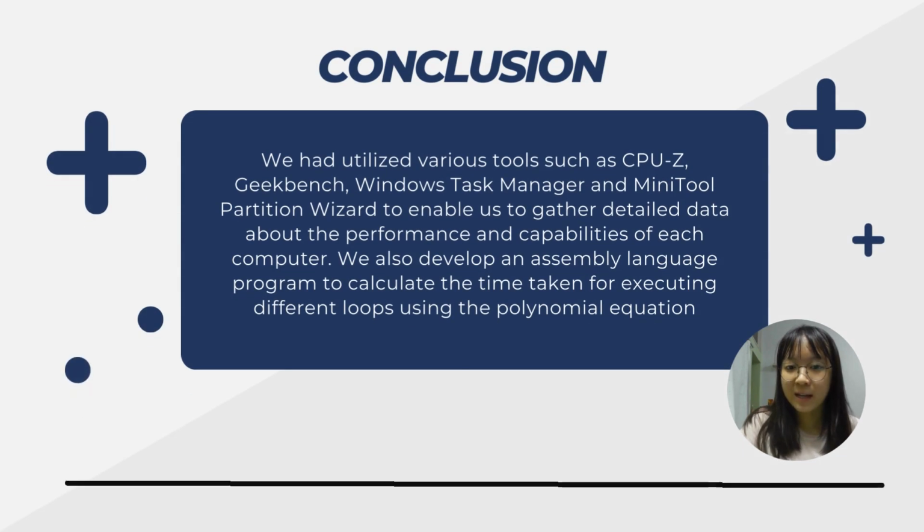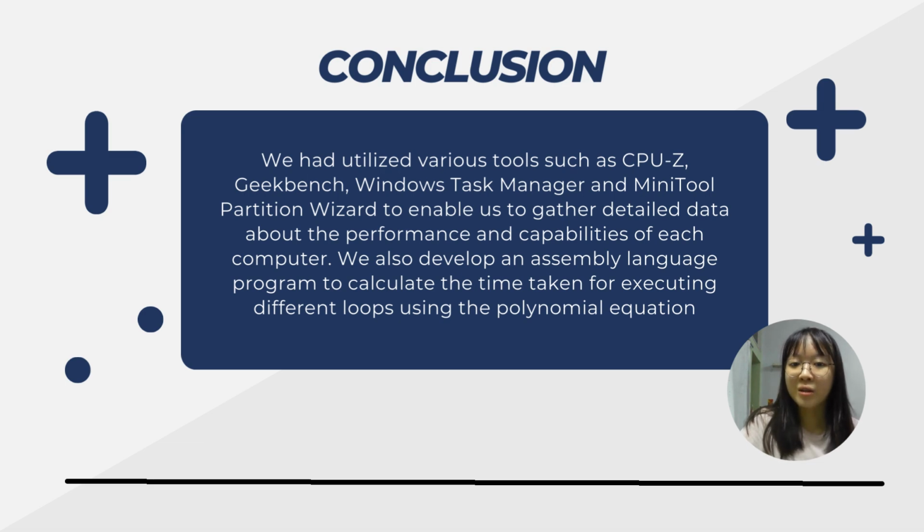From this project, we learned how to use different types of tools like CPU-Z, Geekbench, Windows Task Manager, and MiniTool to do different types of benchmarking. This lets us know more about the performance and capability of our computer. Not only that, we also developed an assembly language program to calculate the time taken for executing different loops using polynomial equations.